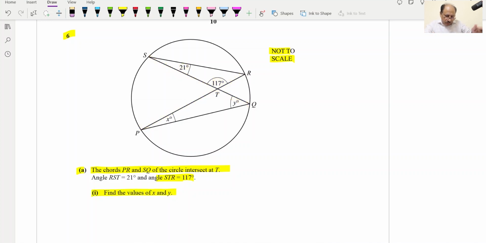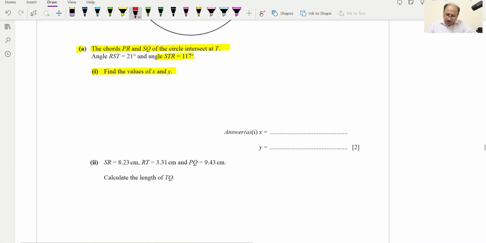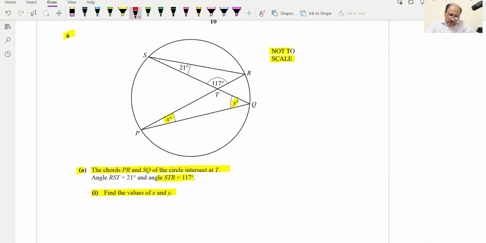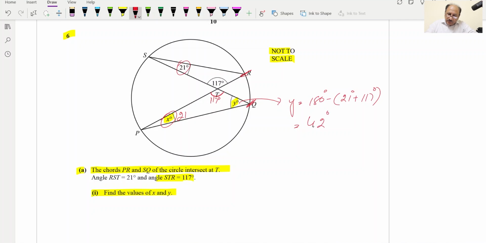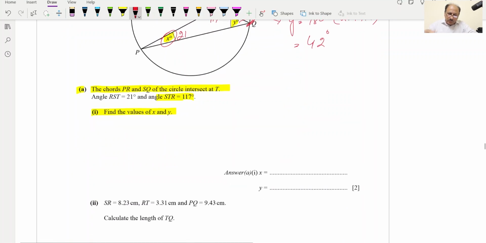Okay, so I will erase everything. Now x and y are required. We require this one, x, and this y. So this is simpler. This is a 2-mark question. Directly we can say this is 21, and this will also be the angle on the same arc, so this will be 21. Now this angle is opposite to this one, so 117, and y is the third angle of the triangle, so y is equal to 180 minus (21 plus 117) degrees. This will be equal to 42 degrees. So we got x and y values 21 and 42, so we can write here 21 and 42 degrees. Hopefully you understood this.